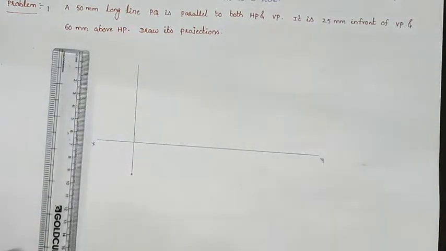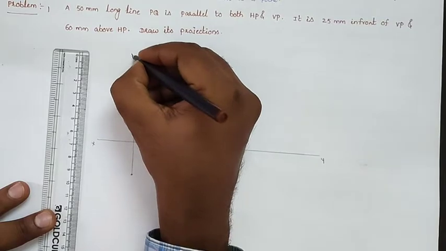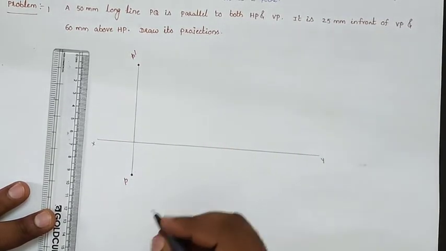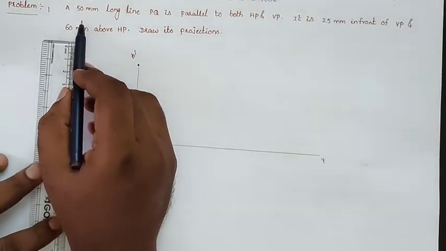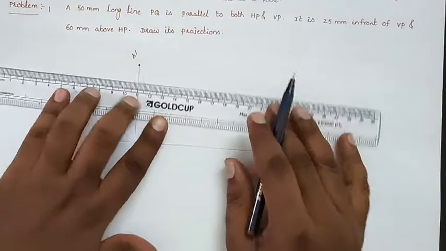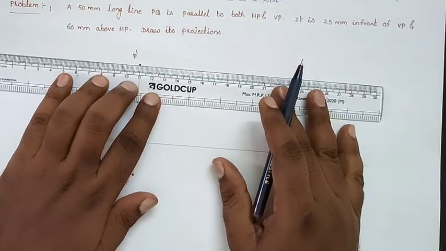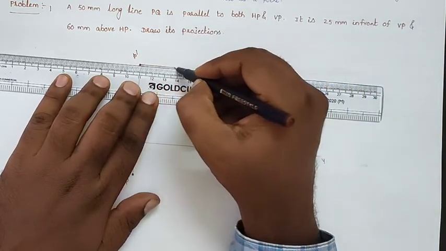projector of that line, line PQ. I am representing here P dash and here P. They are giving that the true length of the line is 50 mm here. So we will draw the front view. The top view should have the true length, which is drawn parallel to the reference line. So take 50 mm, we will draw a line.